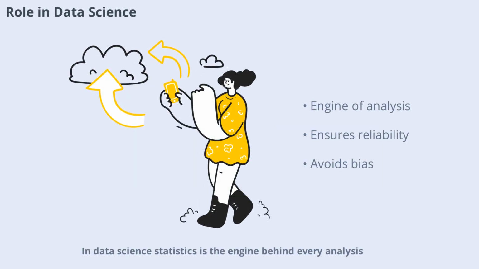In data science, statistics is the engine behind every analysis. It helps us understand data distributions, measure variability, and test hypotheses. Whether you're building predictive models or visualizing data, statistical thinking ensures your results are reliable and valid. Data scientists rely on statistics to make informed decisions, avoid biases, and validate their findings. This makes statistics an indispensable part of the data science toolkit.